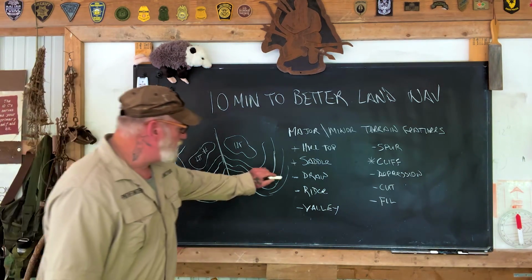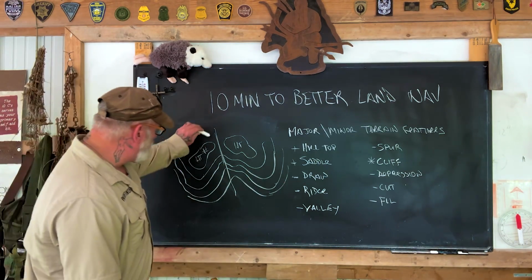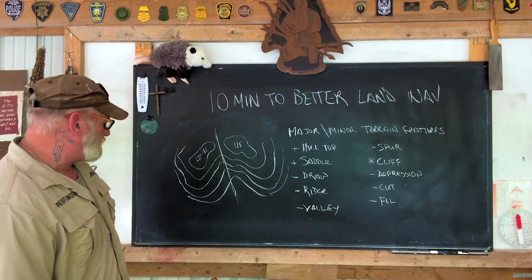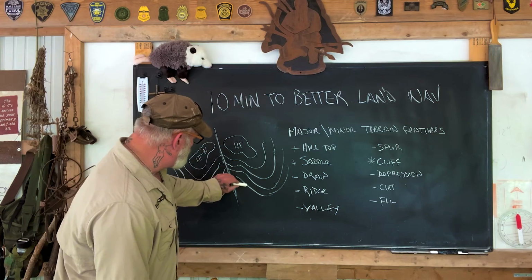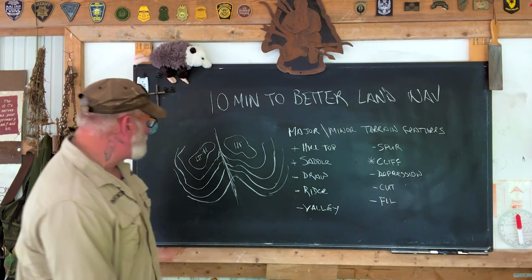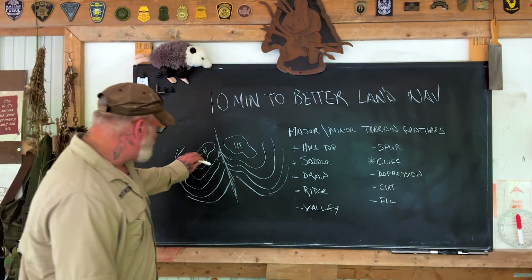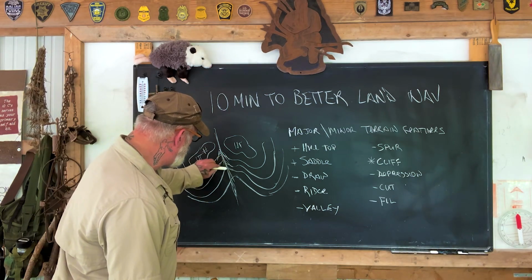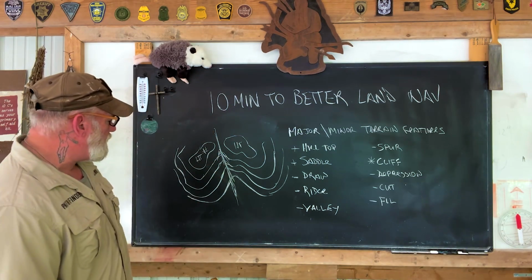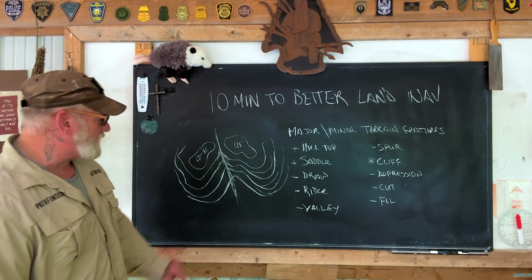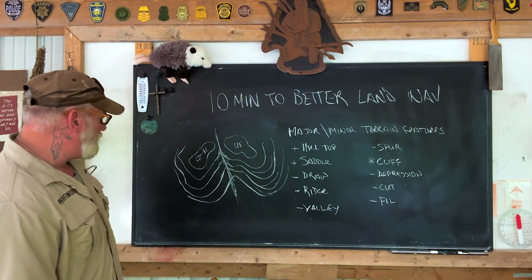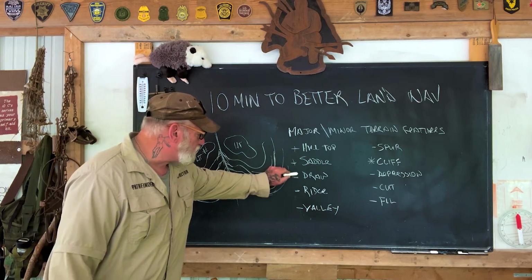This is the draw. This is where the water is going to go downhill. These lines will be pointed up toward the high ground. Here, here, here, here. All right? This land out here, we're going to talk about next, is your spur. All right? So we've got hilltop, saddle, draw.